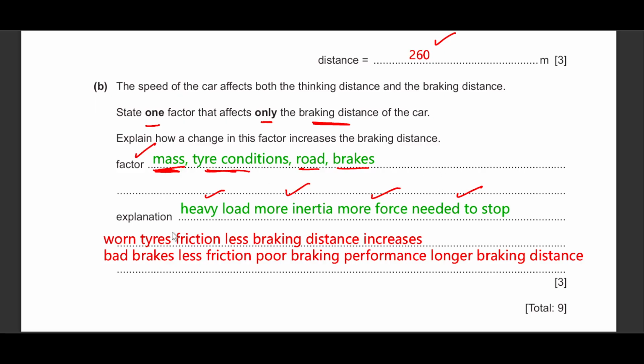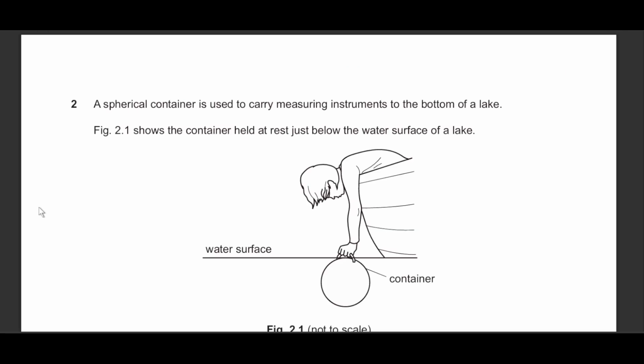Tire conditions: if they are worn out, the friction is less, and braking distance increases because there's less grip. If you're talking about the brake condition, same answer as worn out tires. With older brakes or poor braking performance, there is less friction, leading to longer braking distances.